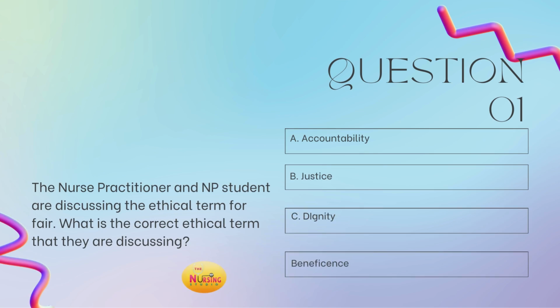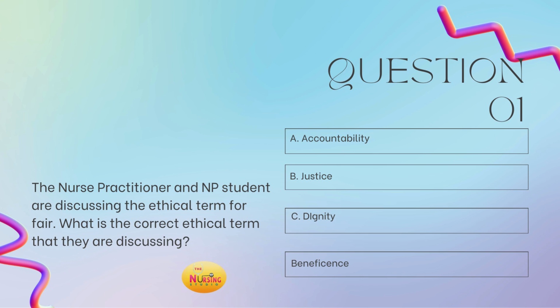Question number one states the nurse practitioner and NP student are discussing the ethical term for being fair. What is the correct ethical term that they are discussing? Is it A, accountability, B, justice, C, dignity, or D, beneficence? Tell me what you got in the comments.